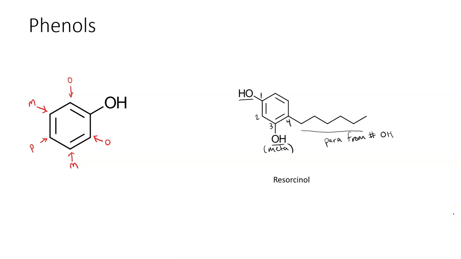So the other way to name this is, this is kind of the commercial name, but the IUPAC name is 4-hexyl-1,3-dihydroxybenzene. And again, this has fewer undesirable effects as an antiseptic, and it can often be used in mouthwashes and lozenges as well for throat pain.